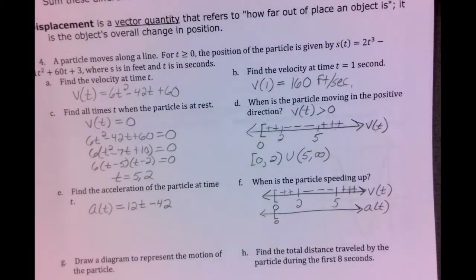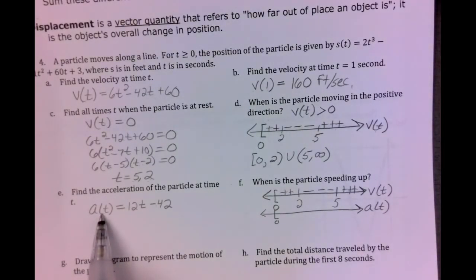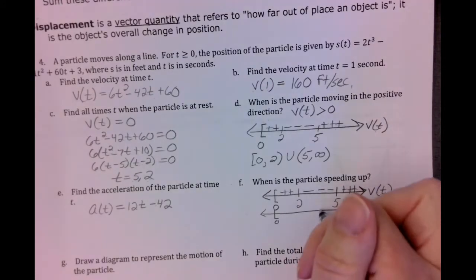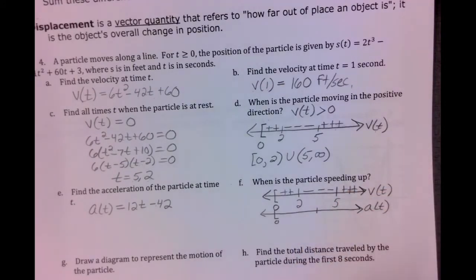So I'm going to go back over here and use my calculator, set the acceleration equal to 0, and I noticed that I would get 42/12. So you can either literally leave it as 42/12, you can convert it to 7/2, you can convert it to 3.5, whichever one you would like to do. You put that on, that's when the acceleration is 0.